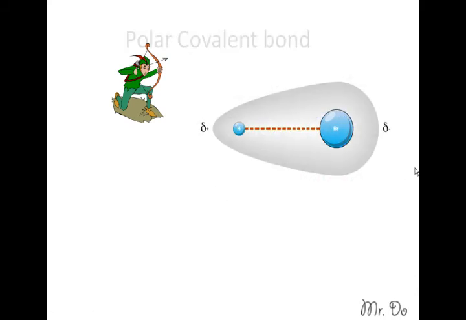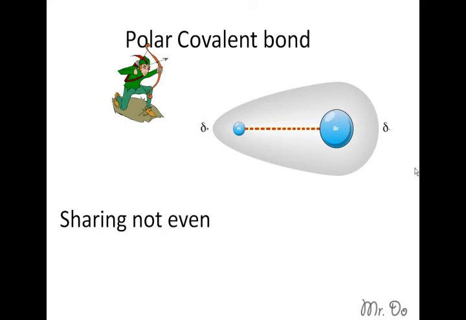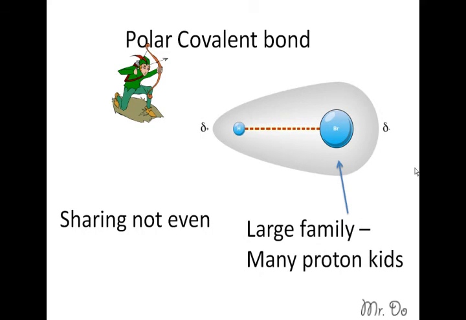However, covalent bond didn't necessarily share the money evenly. It was called polar covalent bond. Because for example, on the right hand side, there's the bromine family. And they are a very large family. They have many proton kids. So they needed the electron money more than the other guy.